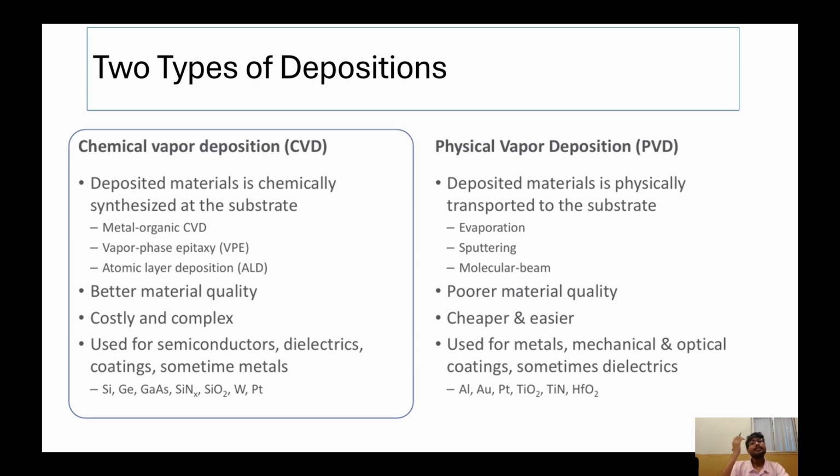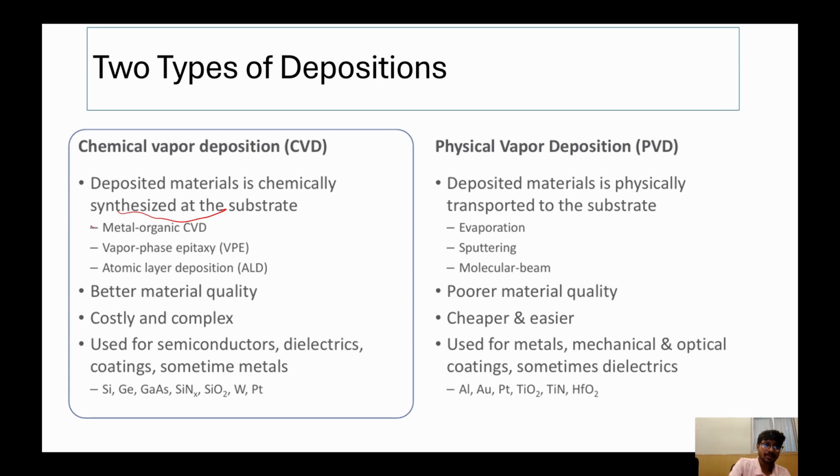There are some pros and cons of chemical vapor deposition that we will see. The deposited material is chemically synthesized at the substrate, not physically transported. There are various kinds of CVD.